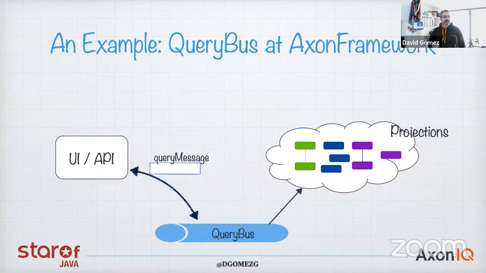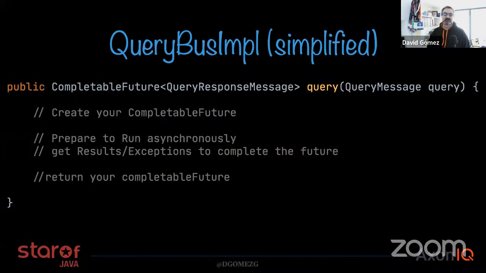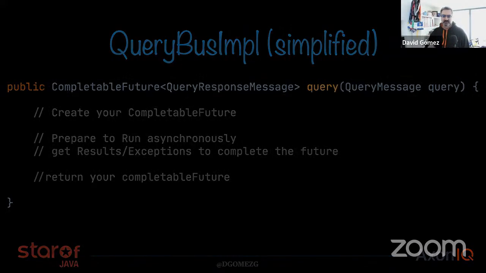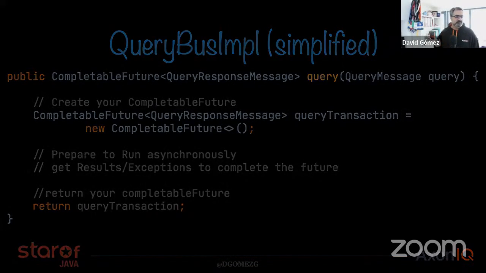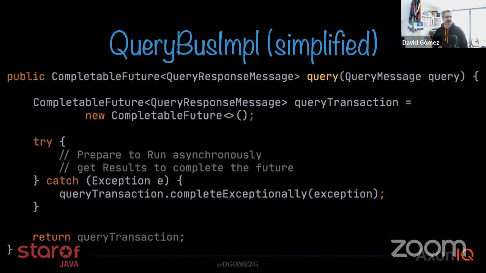So the way that we have implemented this query bus implementation is using completable futures, and we are offering completable futures to the writer of the controller. The version of our query method that I'm going to show you is a little bit simplified, but it's more or less correct. In our query method, we are basically creating a completable future with the query response message, and then we return that as the query transaction.